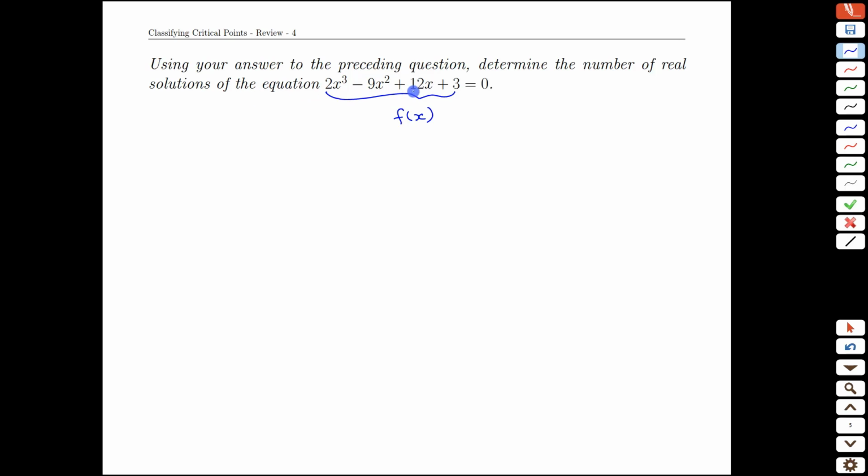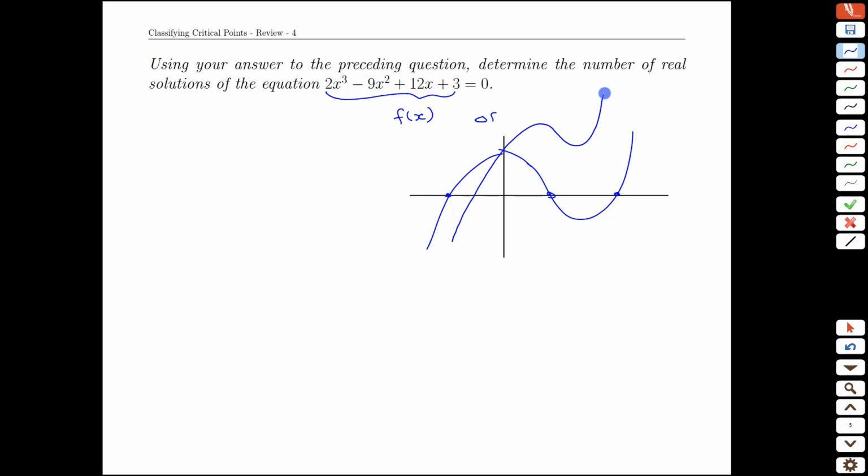Now, it's not at all clear immediately how this is going to be helpful, or how the earlier work is going to be helpful. But think for a moment what we're being asked. We have the function, and what we want to know is, knowing it's a cubic, it could potentially look like this. We are looking for the number of roots or zeros. We're looking for the number of points where this function value crosses the x-axis. And it could be that, or it could be something that goes like this.